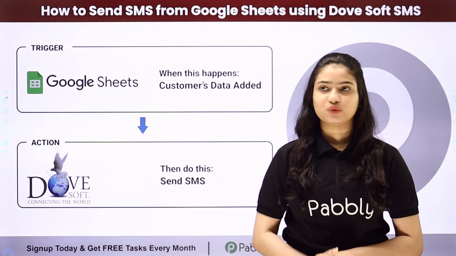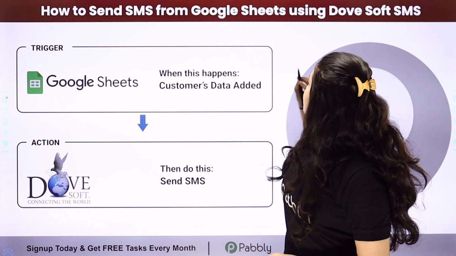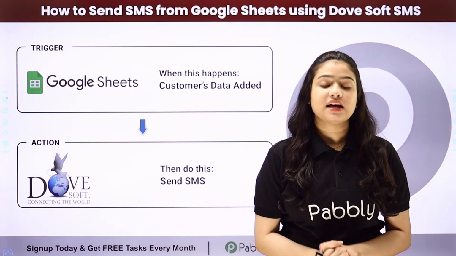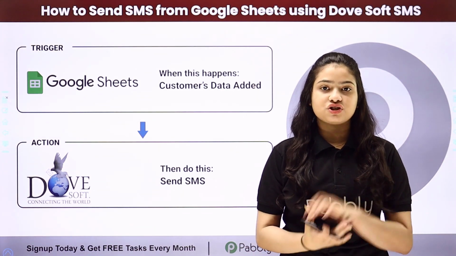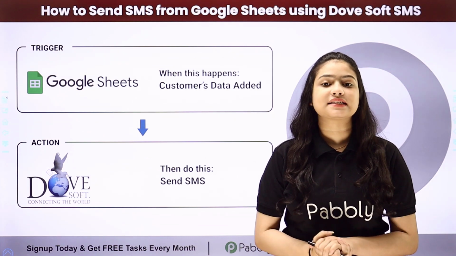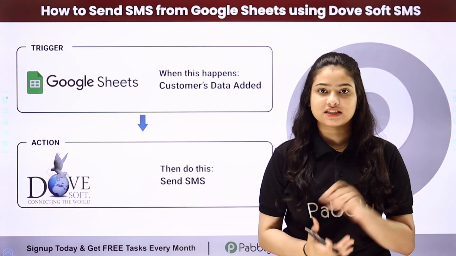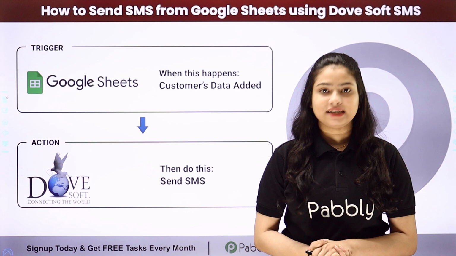In this video, we are going to learn how to send SMS from Google Sheets using Soft SMS. So I'm recently going to open a new branch of my makeup studio, for which I want to send discount offers to all my customers through SMS. So how are we going to automate this entire process?